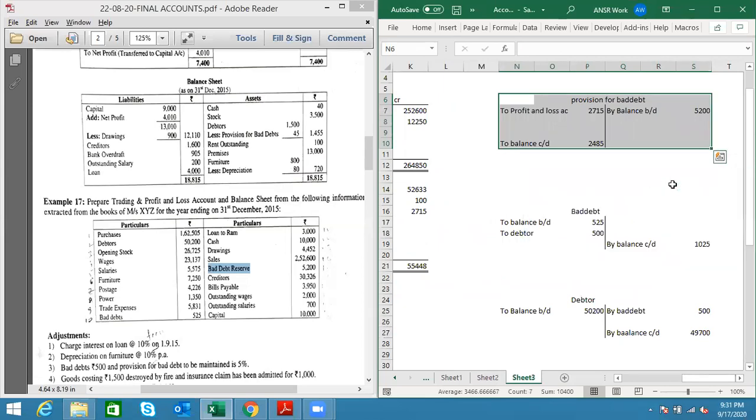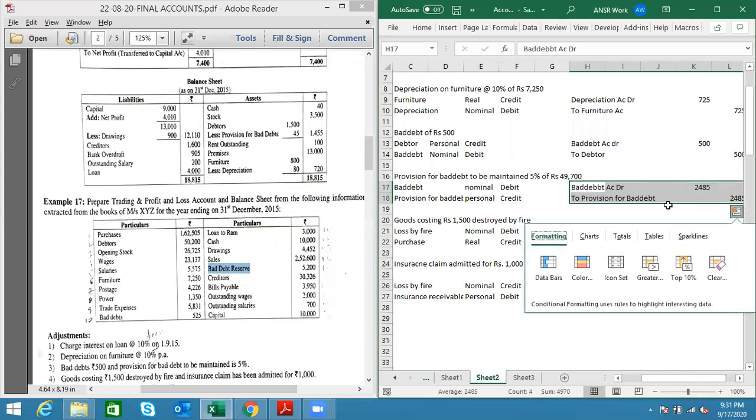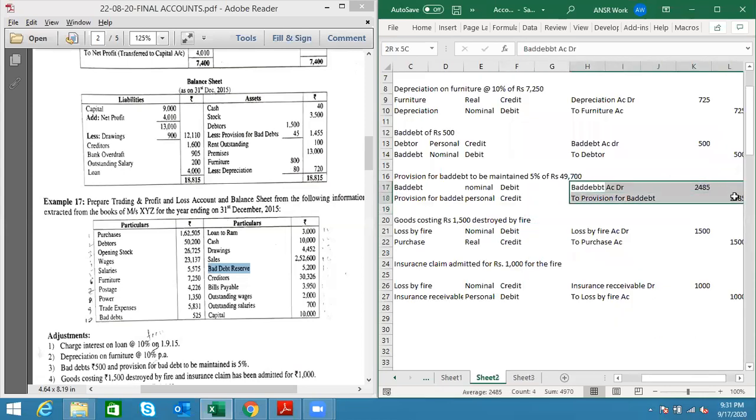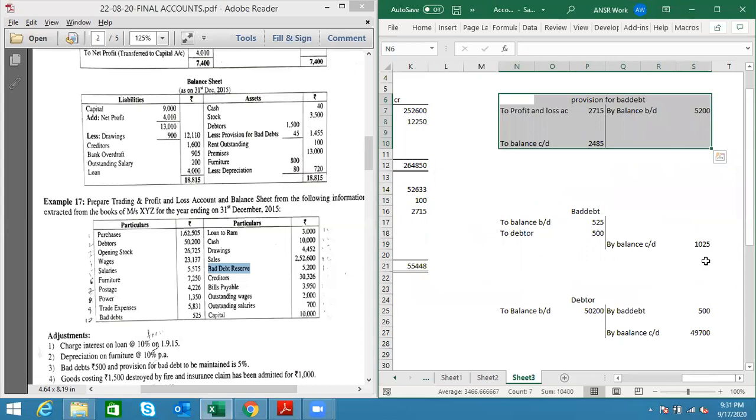Now, to answer that question, if you remember, the formula was: is that account debited or credited here? Bad debt reserve is provision for bad debt, right? So that is credited only. It is being credited here. Now, will it be posted on the debit side or credit side of this account? Credit side, because that's a credit balance. Yes, exactly. You are absolutely right. This will be posted on the credit side.